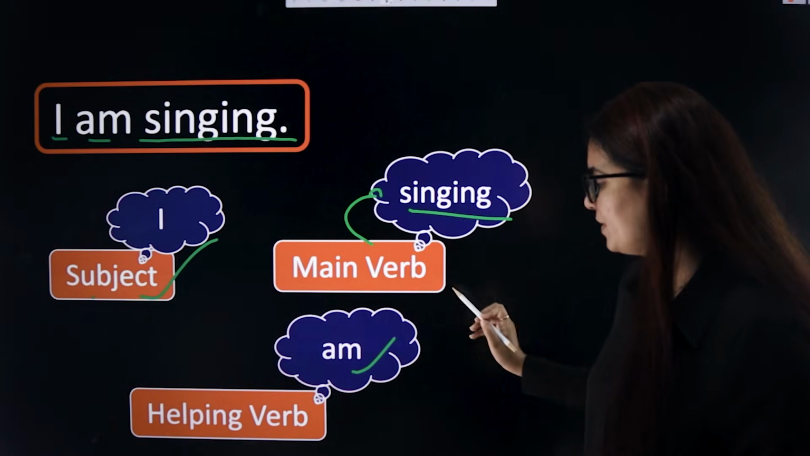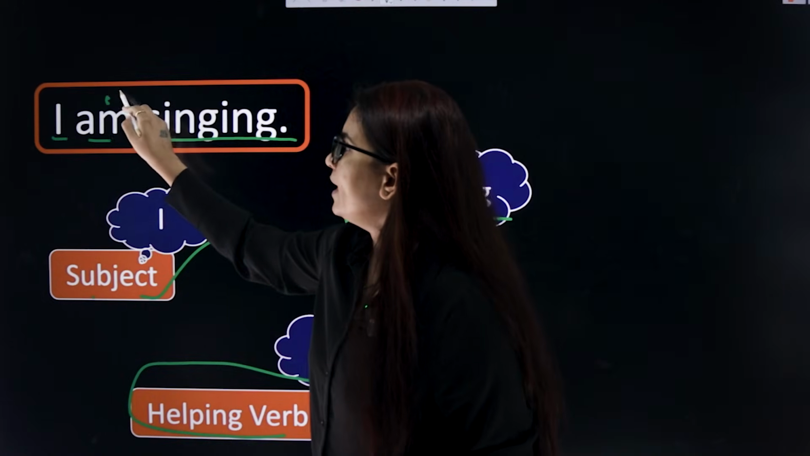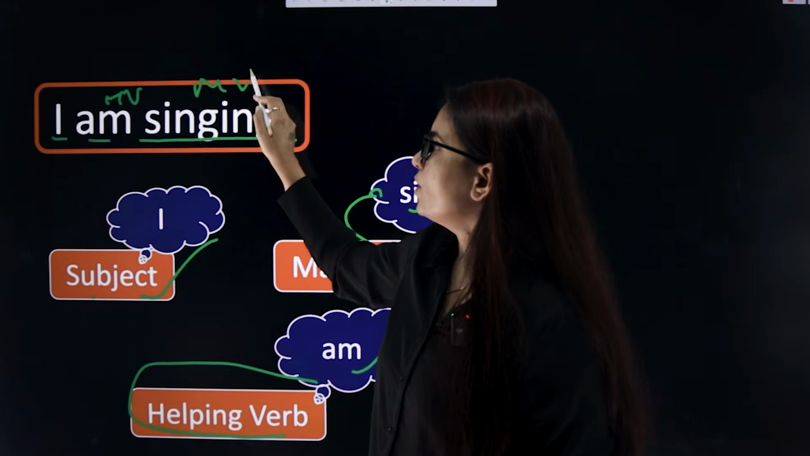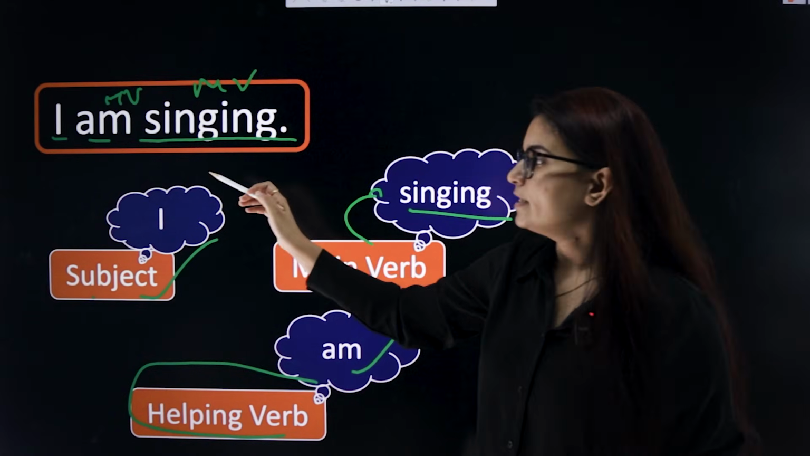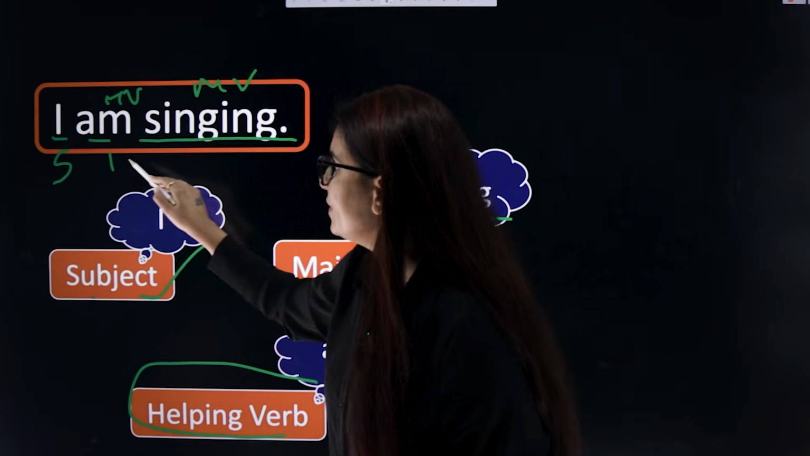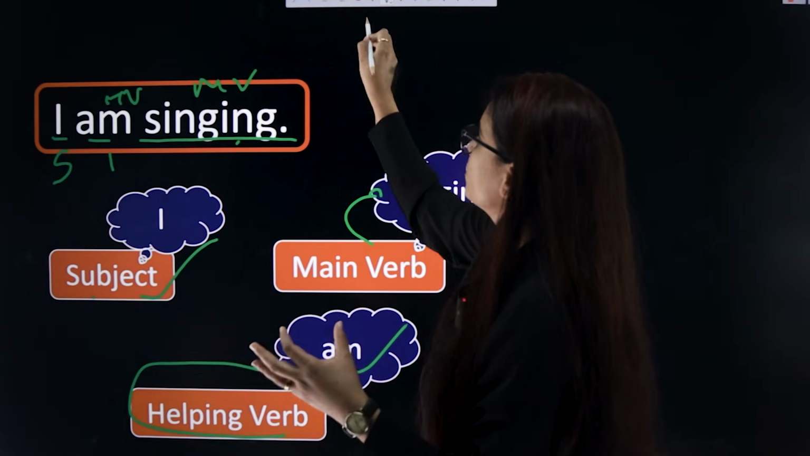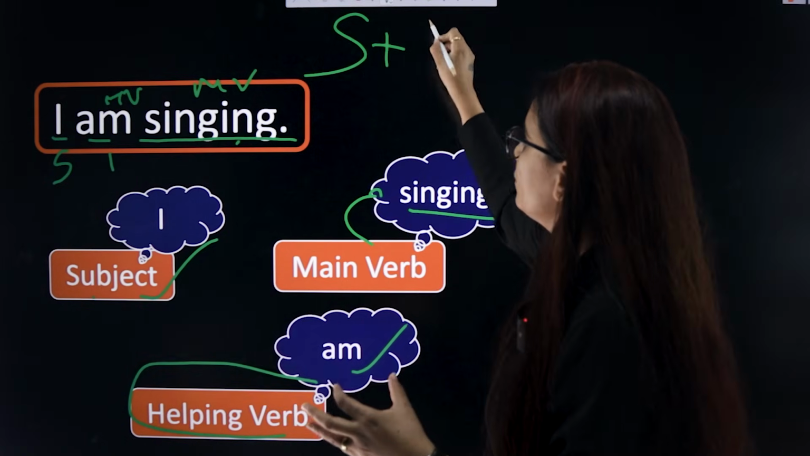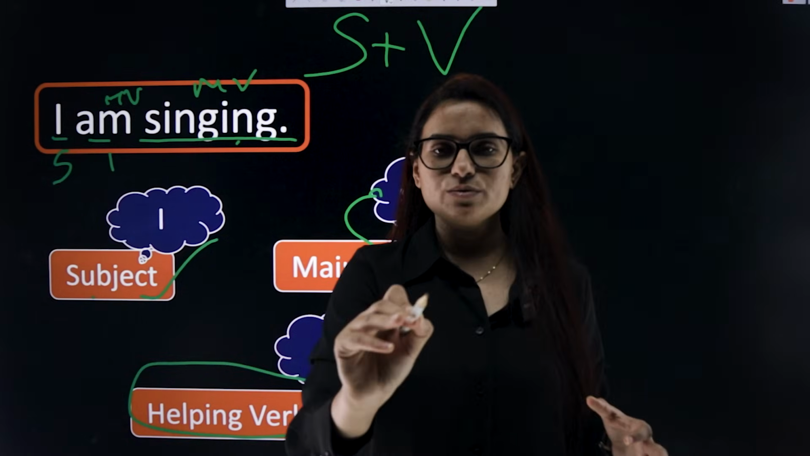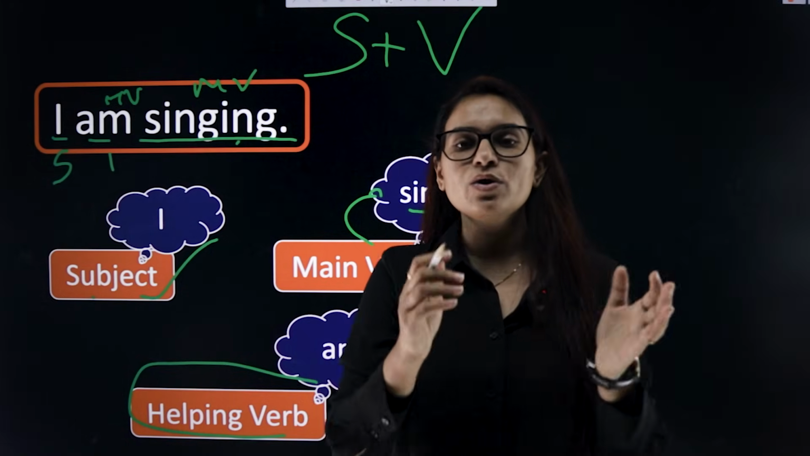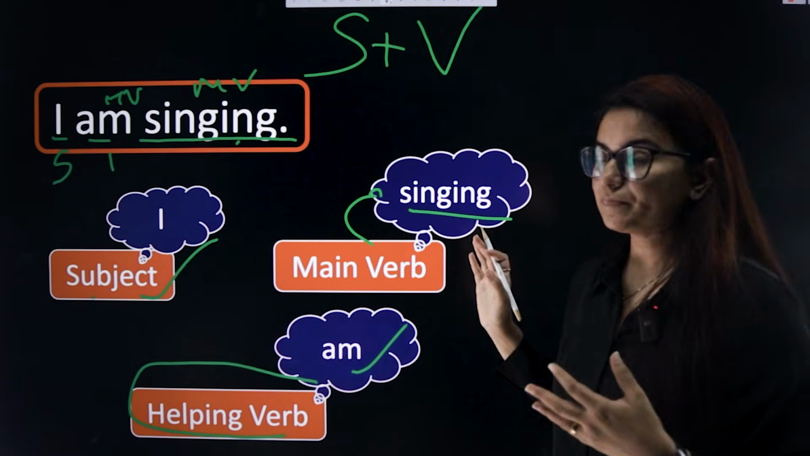Then we have helping verb. Helping verb comes before the main verb. With the help of helping verb, main verb makes more sense. So subject, helping verb, main verb. This is basic sentence structure. In other words, we can say that it's important that we have a subject and we have a verb. Now, it's your responsibility that you pause this video right now, take out your notebook and make a note about the basic sentence structure.